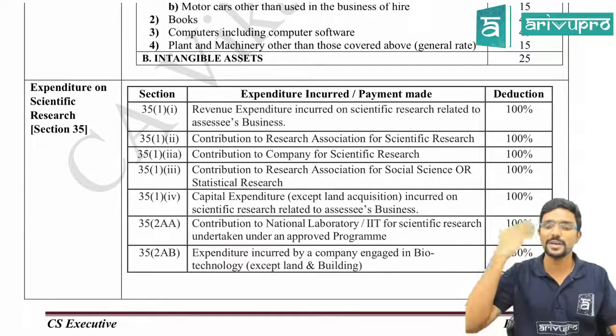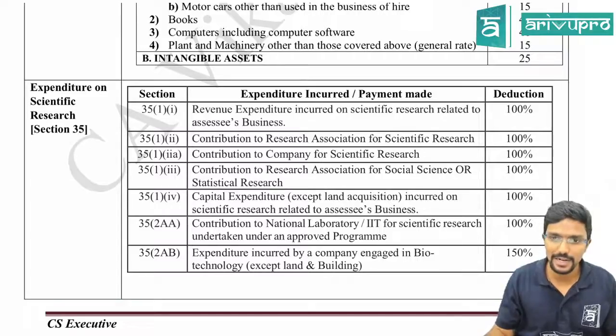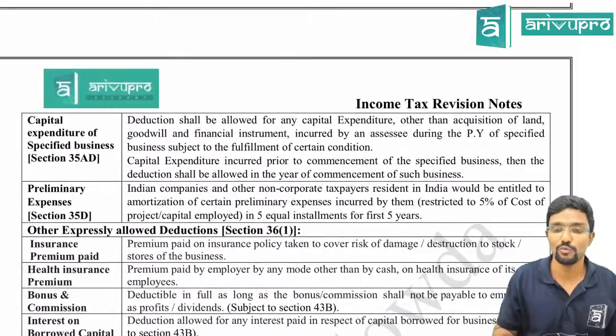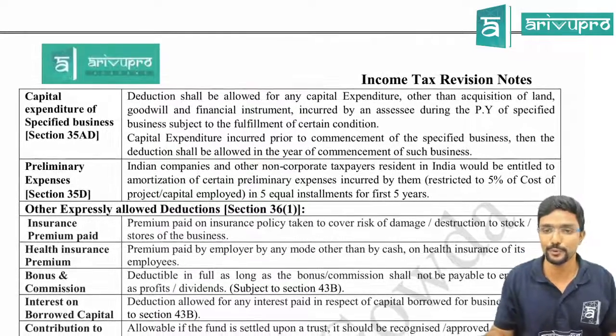That is, I can debit it to my P&L account. Clear guys? And those people should be approved. That is one important point. For whomever I am contributing, they should be approved.